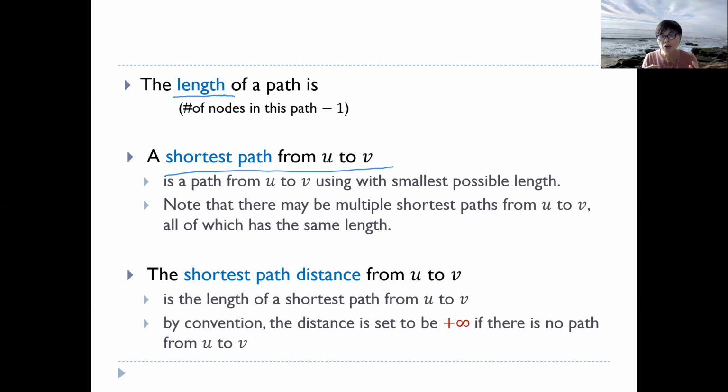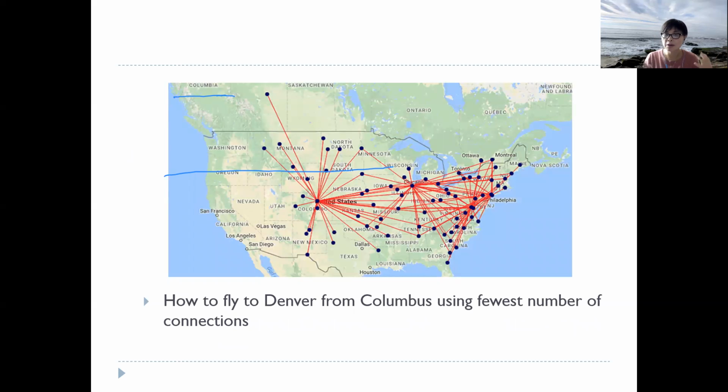This is a natural question because very often, say when you try to arrange a flight schedule, you want to not only know whether you can reach from Columbus to Denver or not, you also want to find a way to fly from Columbus to Denver using the smallest number of connections, namely the smallest number of edges. That basically means you want to find the shortest path from Columbus to Denver.